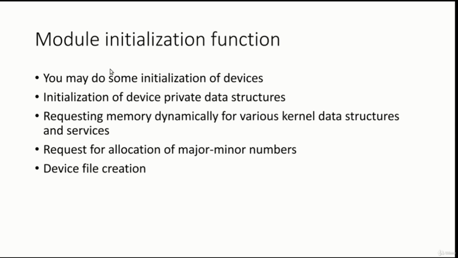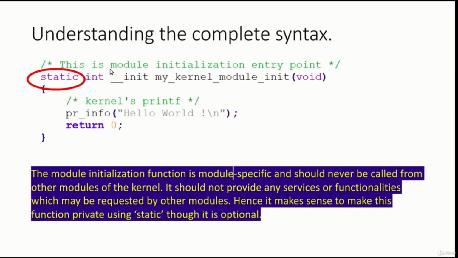Basically, you do initialization related things in this function because it's an entry point. It's like a main. Let's understand the complete syntax of this function. You have got the static keyword there and you have got the underscore init tag there. So what are those? We have to understand that.